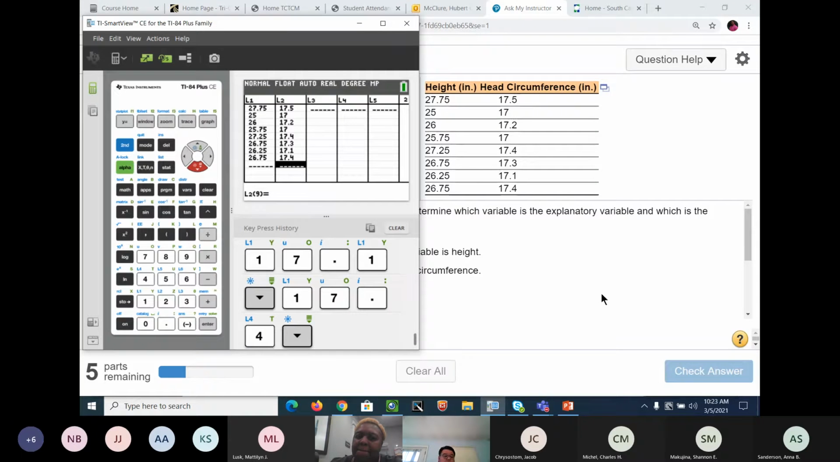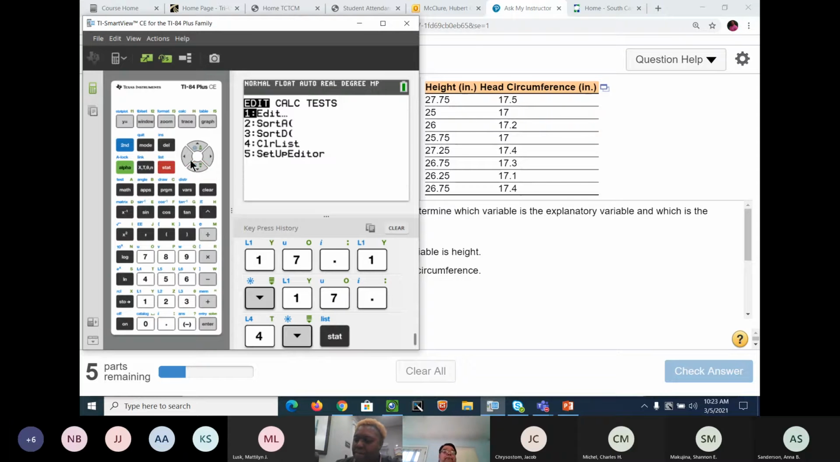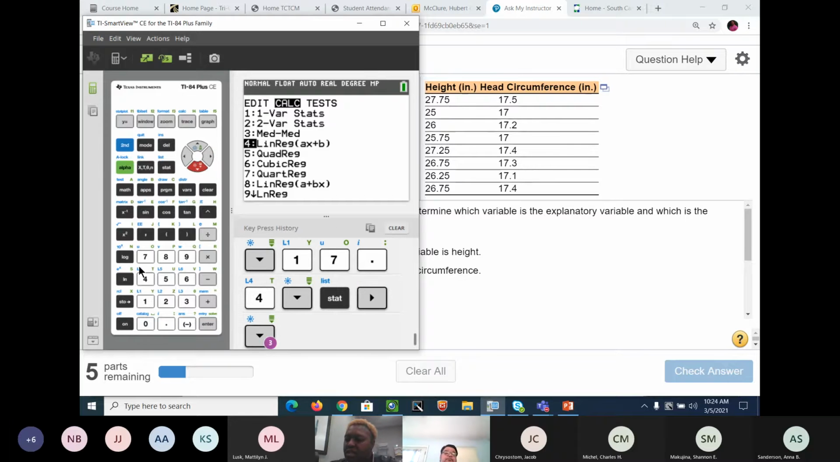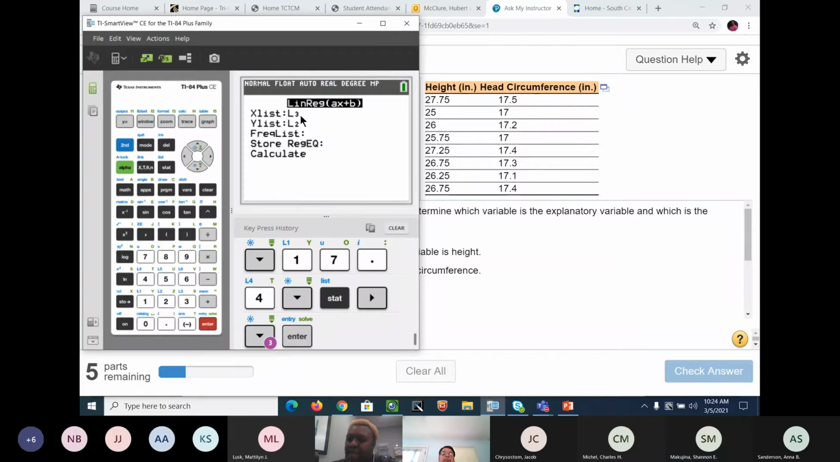Okay, so what do you want to do first? You want to draw it, or do you want to do the function to get the equation, or what do you want to do first? Get the equation, I guess. Okay, so that means you got to calculate. So stat, calculate, and linear regression. That's number 4, right? Which is ax plus b. And hit enter.